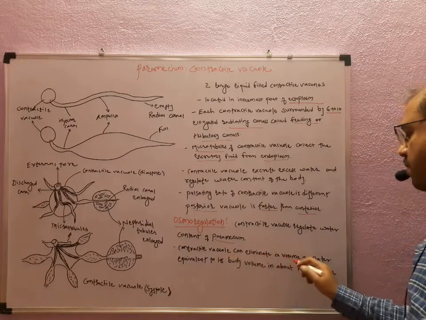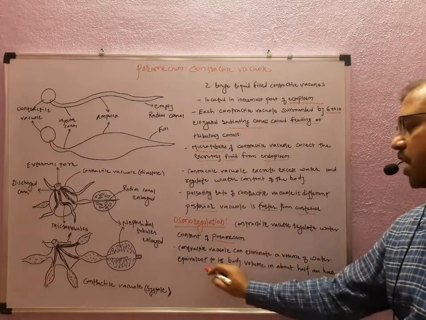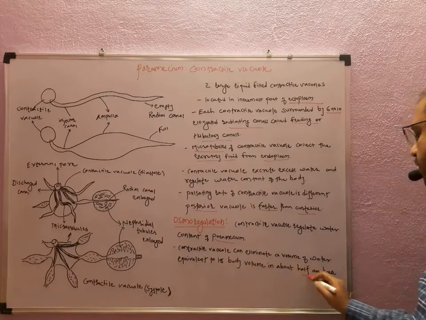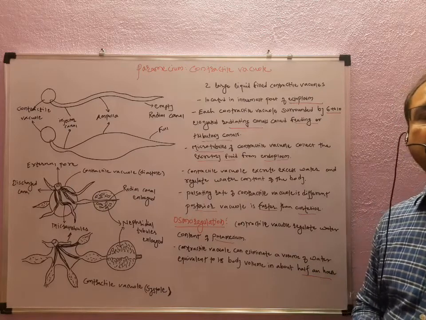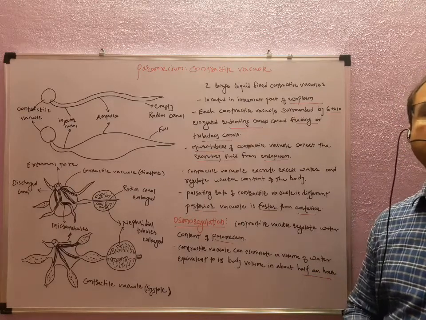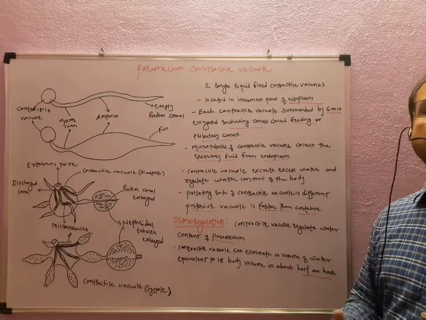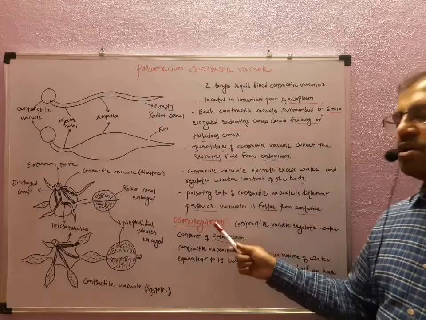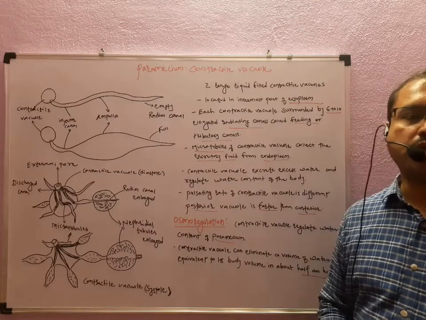The contractile vacuole can eliminate a volume of water equivalent to its body volume in about half an hour. We may conclude how much the contractile vacuoles are working continuously to eliminate the excess amount of water from the cell to maintain the water balance, that is osmoregulation.